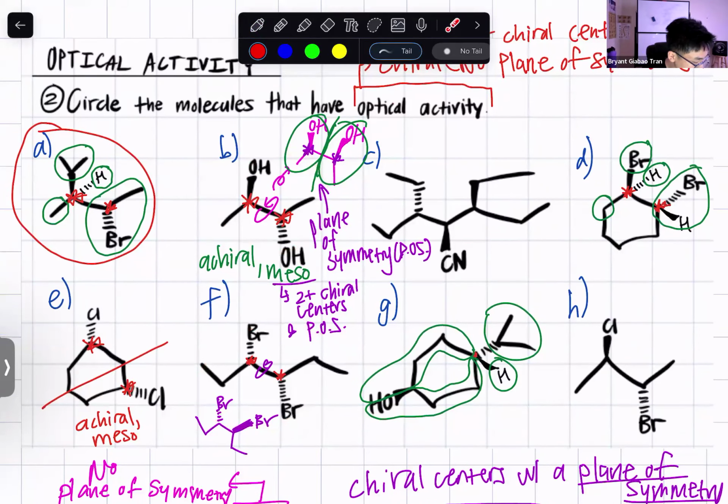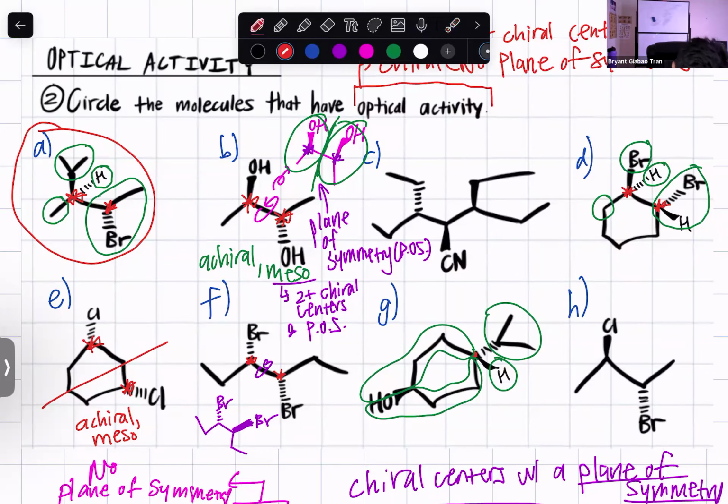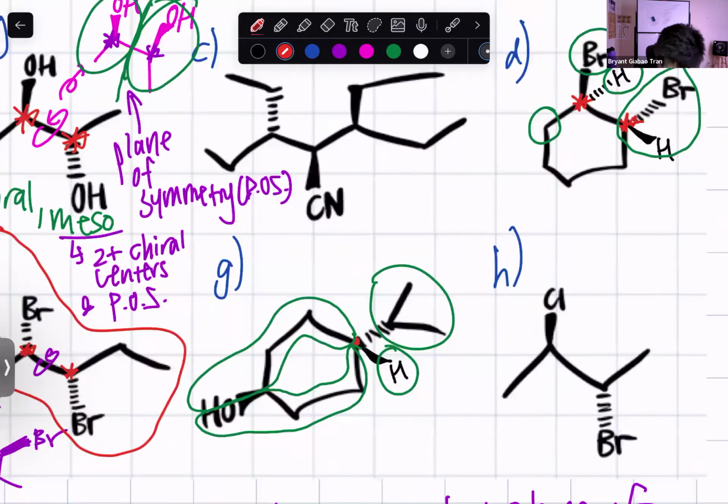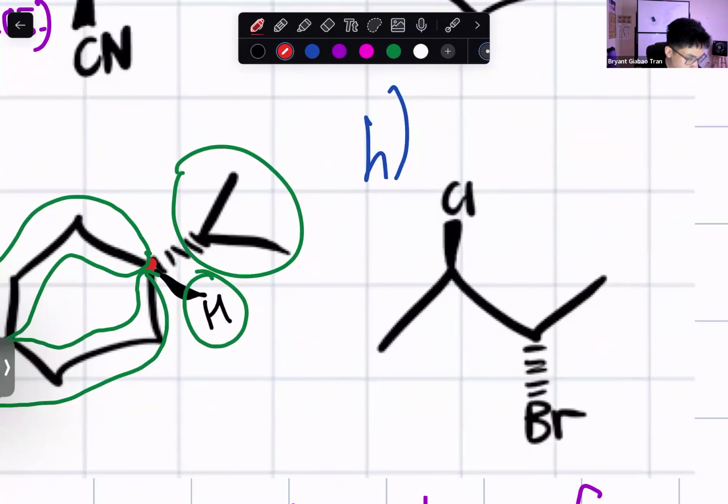Right. And because this is chiral and has optical activity, right? We are going to circle this as the answer, one of the answers. Yep. Okay. Now let's look at this last one here. Is this last one chiral or achiral? Does it have optical activity or does it not have optical activity?